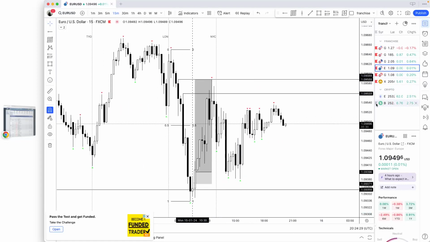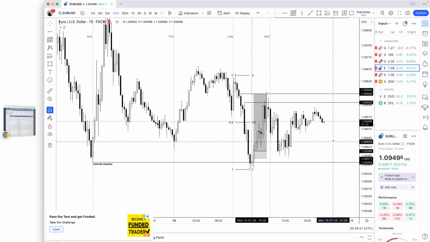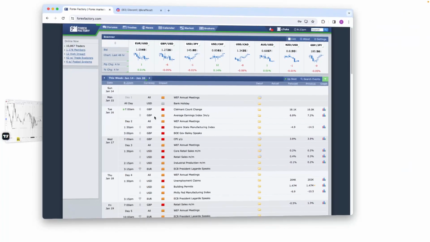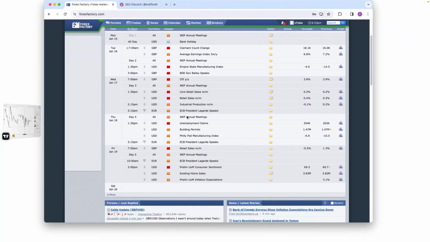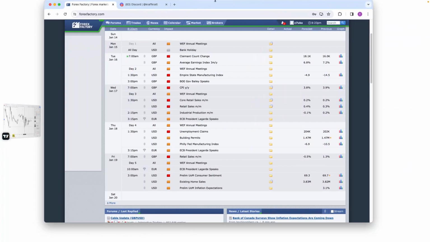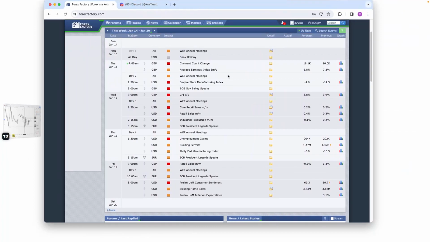I just jumped on the charts to check a couple, as this week, especially today, there was a US bank holiday, so I didn't expect many moves. However, there were a couple of setups that played out with my model.